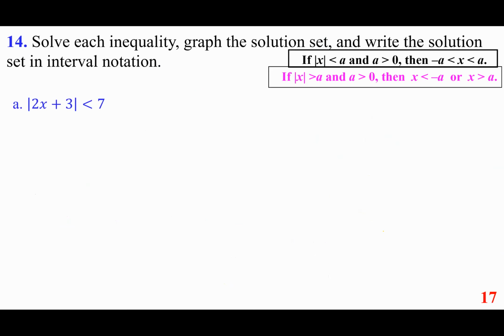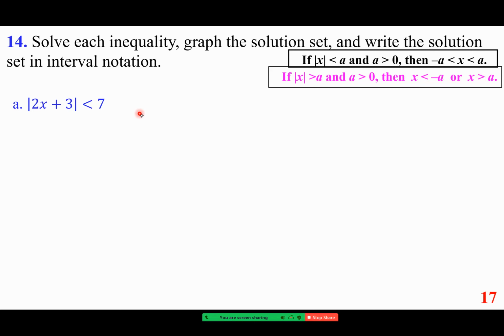We're going to solve the absolute value inequality, and the methodology is: number one, you isolate. After you isolate, if the absolute value is less than a and a is a positive value, then you sandwich that between negative and positive. And if it happened to be negative, there is no solution because absolute value can't be less than a negative number. In this case, when it's larger than a and a is positive, then x is less than minus a, or x is larger than a.